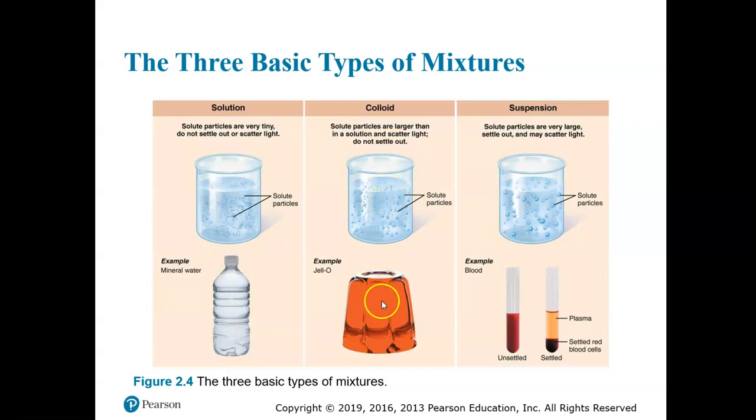If it's a colloid like Jello, and a better example of a colloid, let's see, what would a colloid be? I think you could say the cytoplasm in our cells is a colloid. Another example of a colloid is whipped cream or Cool Whip. That is when the solute particles are larger than they are in a solution and they scatter light. So it's not clear like a solution is.